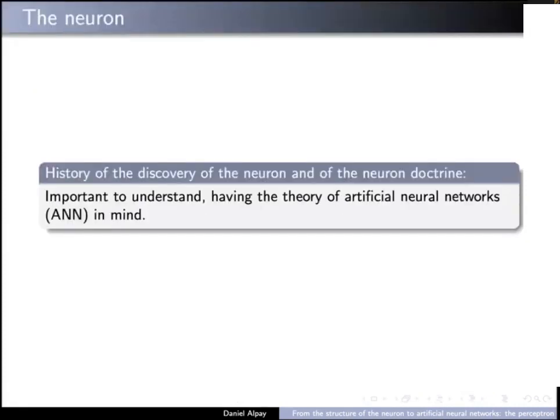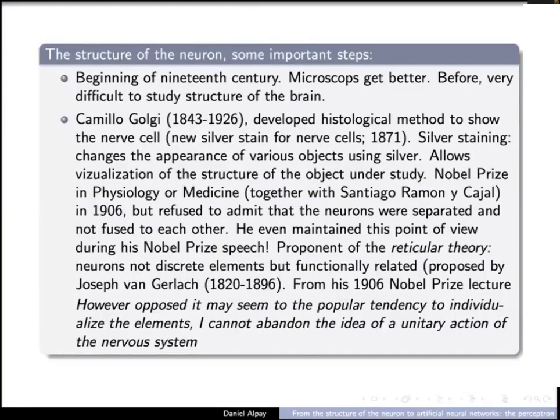The history of the discovery of the neuron, and the neuron doctrine, I think, is very important to understand how artificial neural networks really evolved. So I would like to say some steps. It's not a history of the neuron from A to Z, just some main steps.